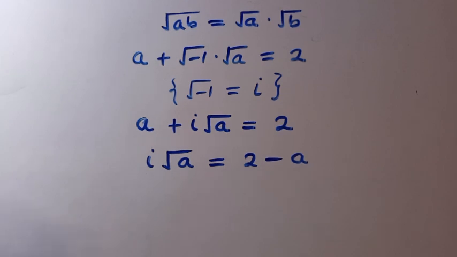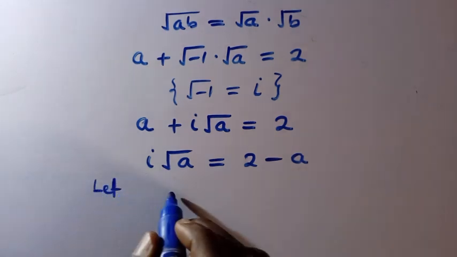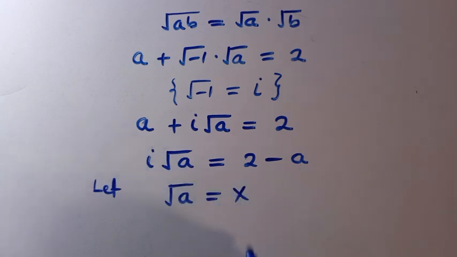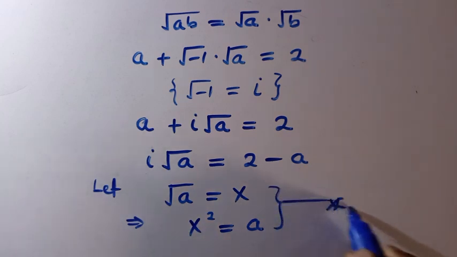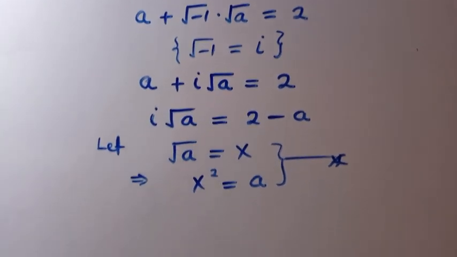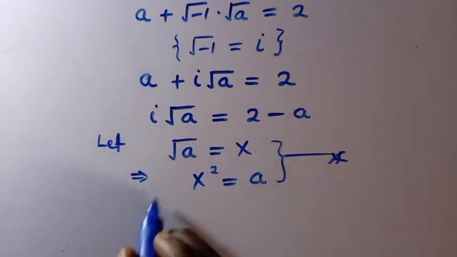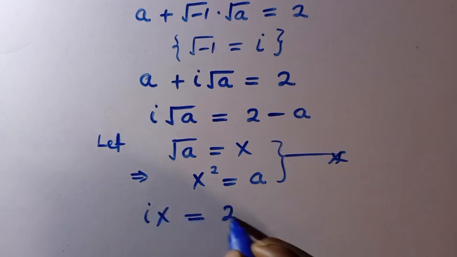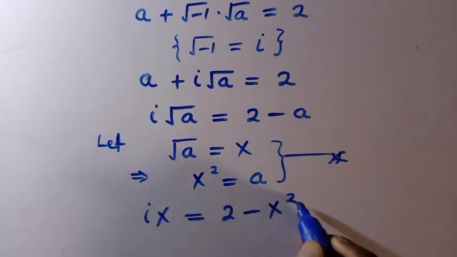In the next step, we are going to let square root of a equals x. And this implies that x squared equals a, or we say a equals x squared. So by substituting, we come back here and replace root a with x, and we have i multiplied by x equals 2 minus x squared.